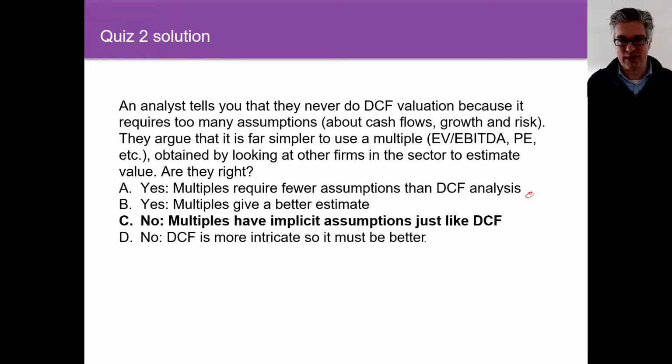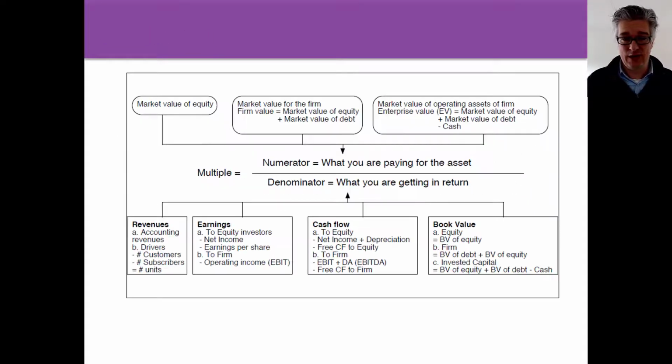That's obviously not the case. So a more intricate model can be better, doesn't have to be better. All depends. Everything is relative. So what does a multiple usually look like?